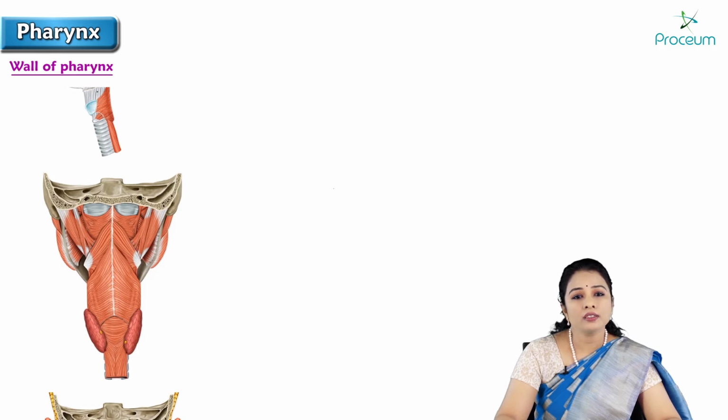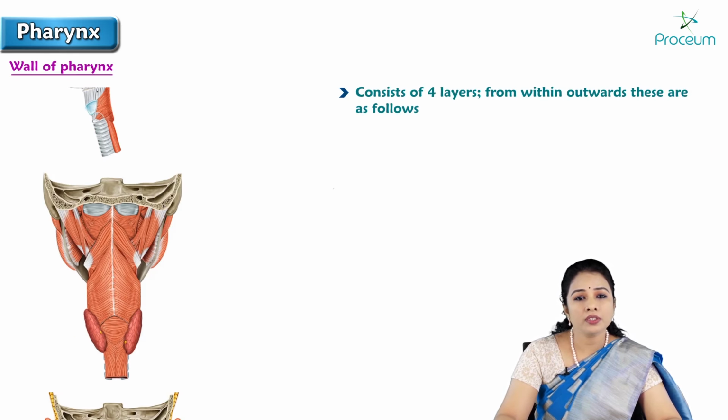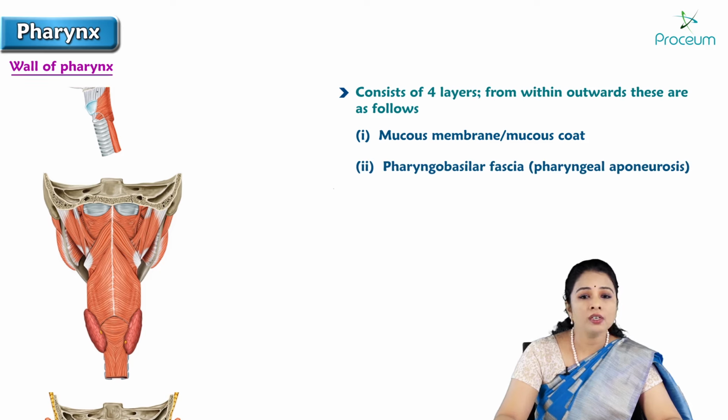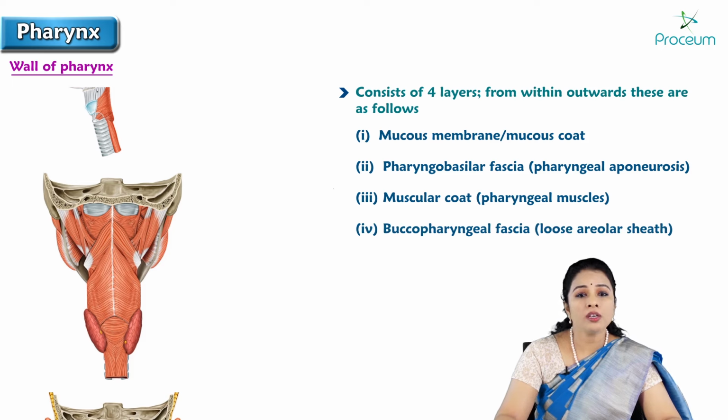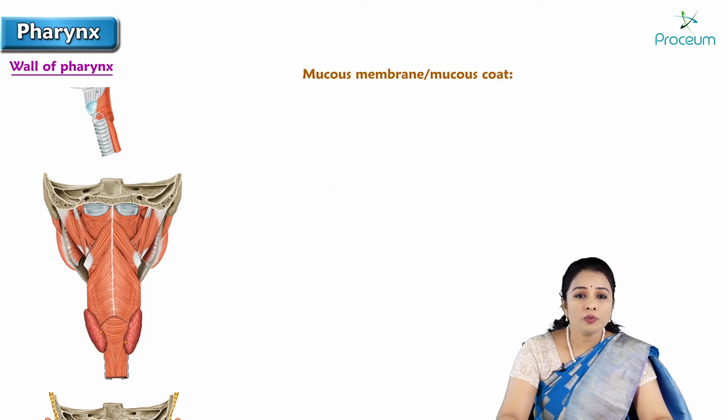So the wall of the pharynx consists of 4 layers from within outwards: mucous membrane, that is the mucous coat, and outer to the mucous membrane is the pharyngobasilar fascia, which is formed by pharyngeal aponeurosis. Then outer to it is the muscular coat called the pharyngeal muscles, and outermost is the buccopharyngeal fascia, which contains a loose areolar sheath.